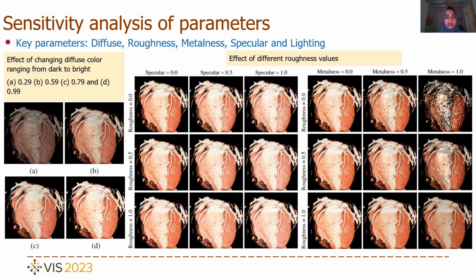Once the rendering pipeline was designed, a sensitivity analysis was performed to determine which parameters should be adjusted and which values achieved the most realistic appearance. We tested different base colors for varying brightness and adjusted roughness along with metallic and specular values. Clinicians viewed these images and selected preferences based on the anatomical structure they were interested in. For example, they preferred a matte appearance for the atria and a glossy texture for coronary arteries.